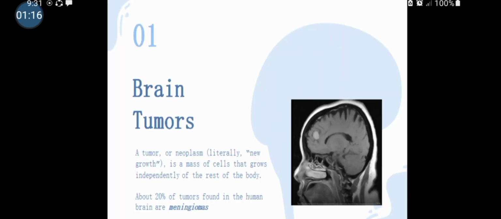So, let's start first with brain tumors. Muni pinakauna. A tumor or neoplasm, literally new growth, is a mass of cells that grows independently of the rest of the body. About 20% of tumors found in the human brain are meningiomas. So, ang ubang mga brain tumors kay usually hereditary, napasa from parents to offspring.